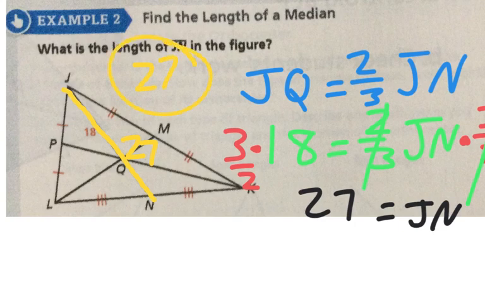They could ask you, what's the distance from Q to N? Just this small piece. Well, if you know that this bigger piece is 18, and the whole thing has to be 27, you could do 27 minus 18. And you know that this smaller piece then has to be 9. So just be prepared for those kinds of questions as well.